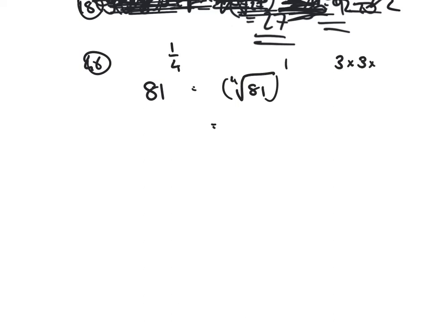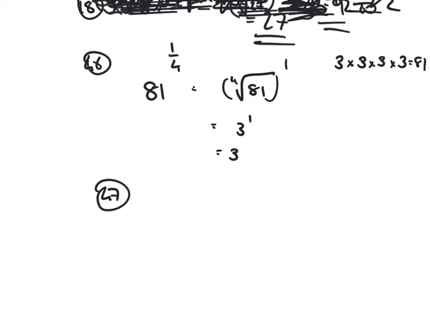Example 46. 81 to the power 1/4. Well, that's the fourth root of 81 brought to the power 1. The fourth root of 81, just take your time with that, that's 3. Because 3 times 3 is 9, times by 3 is 27, times by 3 is 81. 3 to the power 1 is equal to 3.